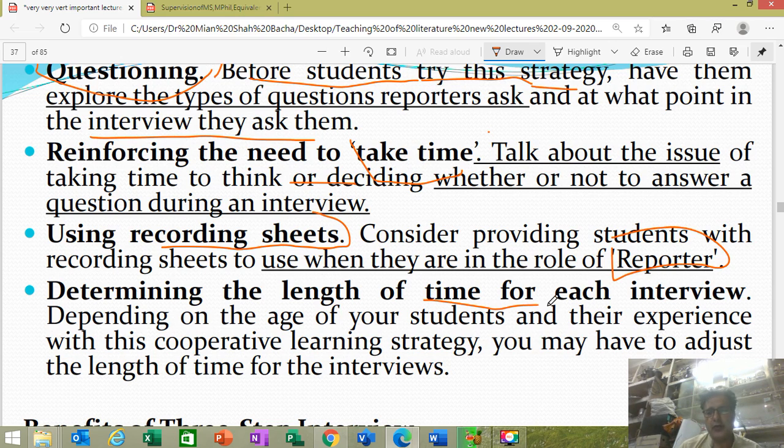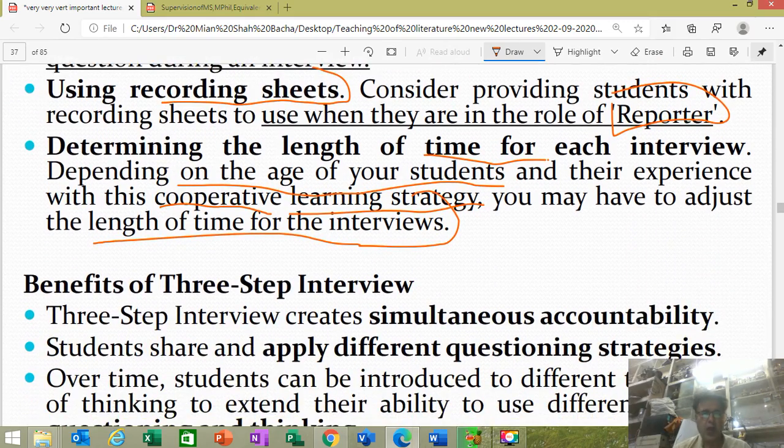Determining the length of time for each interview. Depending on the age of your students and their experience with this cooperative learning strategy, you may have to adjust the length of time for an interview. For example, if you are taking a class with juniors, keeping in view their age range, you should try to give topics on which they can speak, and the task should not take more than the required time. Rather, a brief time should be given for the accomplishment of their task. But as far as this technique is concerned, in higher classes the time can be longer.